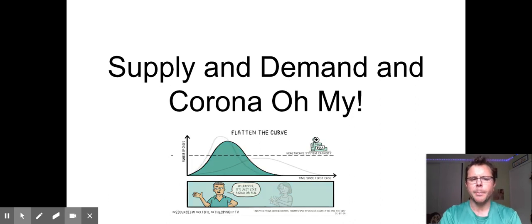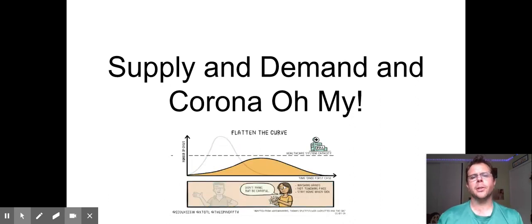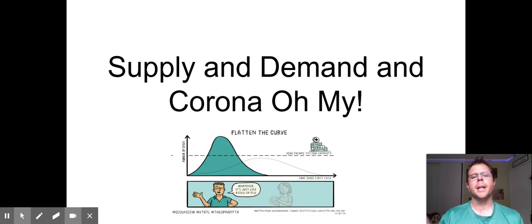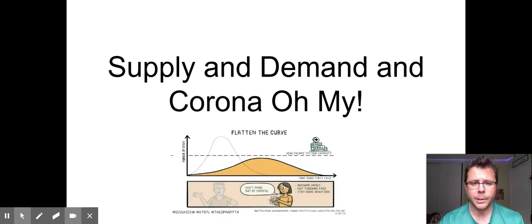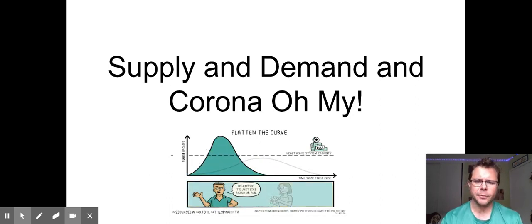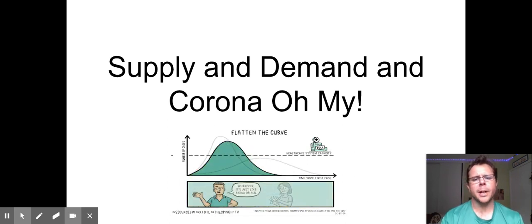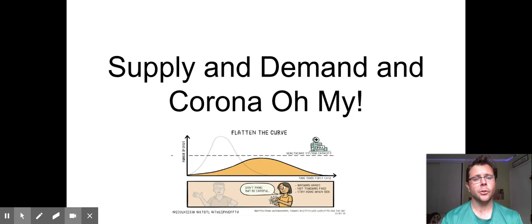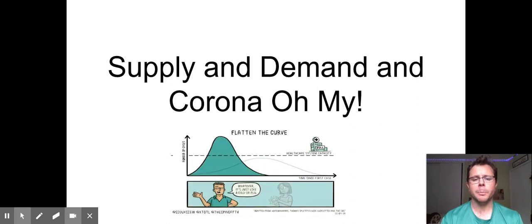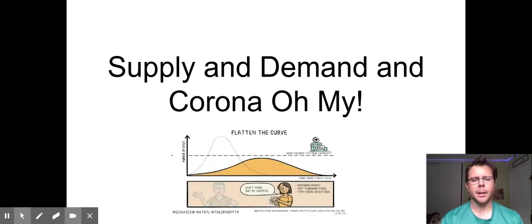Hopefully not too many. If you're looking at the screen, you can see the first slide is Supply and Demand and Corona Oh My. Many people have been talking this last week about how one of the reasons we're all staying home is to try and flatten the curve. You can see the curve doing that right there. Flattening the curve refers to the issue of placing demand on healthcare workers. The idea is that if everyone gets sick all at once, there'll be too much demand on healthcare workers, and as you know, there is a limited supply of healthcare workers, which leads us to the economic concept we discussed earlier of shortage. The reason they call it a bell curve is because it looks like a bell curve.